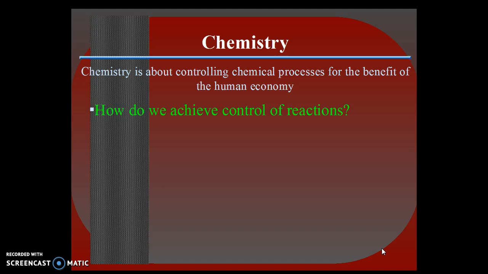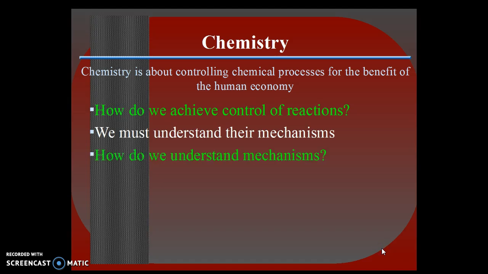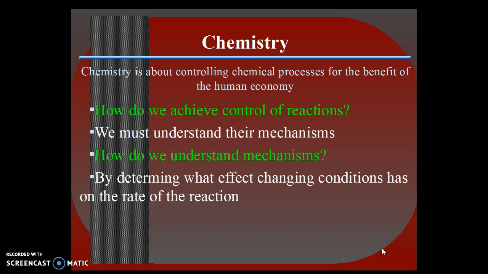How do we achieve control of chemical reactions? Well, we have to understand their mechanisms, what's happening on the molecular level. How do we understand those mechanisms? By determining what effect a changing condition will have on the rate of the reaction, we can better understand what's happening on the molecular level.